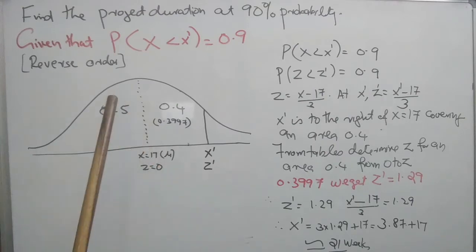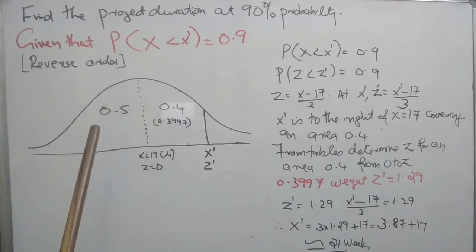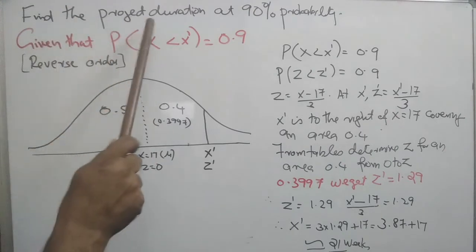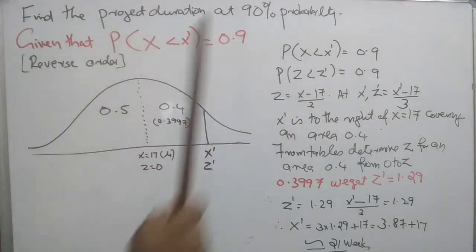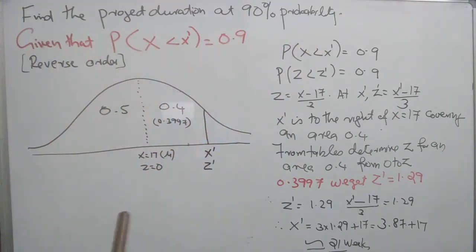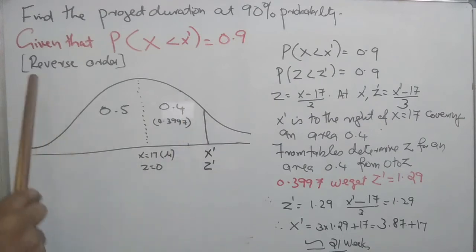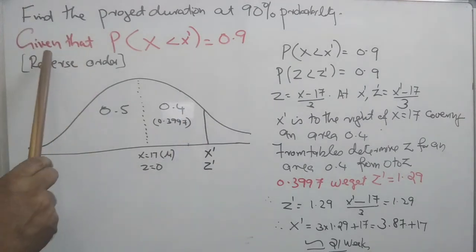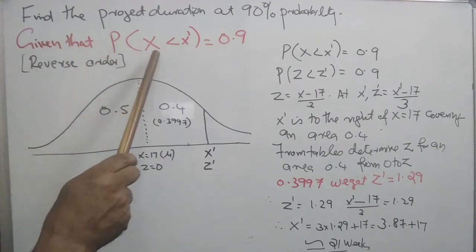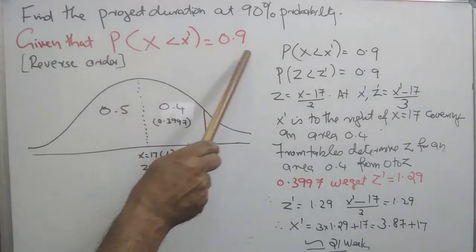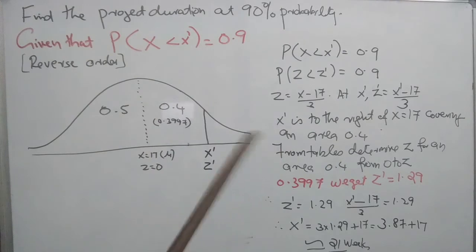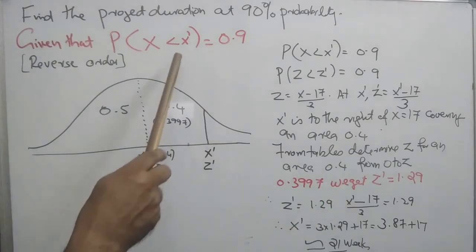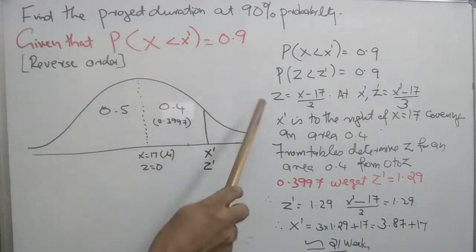Then discussing the last part of the question. Find the project duration at 90% probability. This is a problem of reverse order. The probability is given. Find x. The earlier problems are for finding probability, so this is a problem of reverse order. It is given that the probability that x is less than x dash is 0.9. X dash is a notation; you may use x1 or something like that.